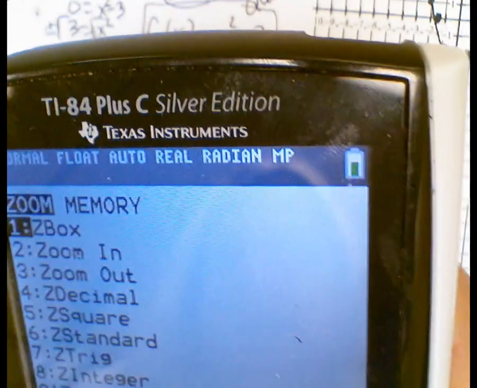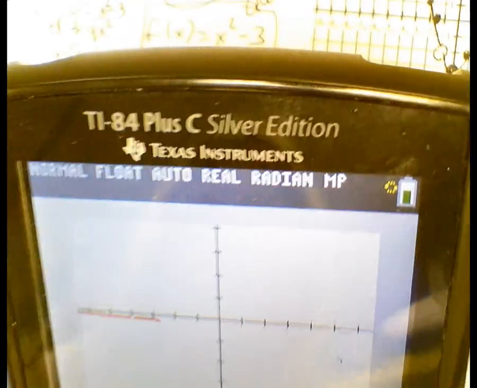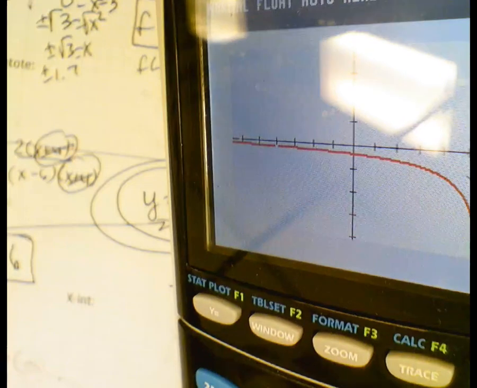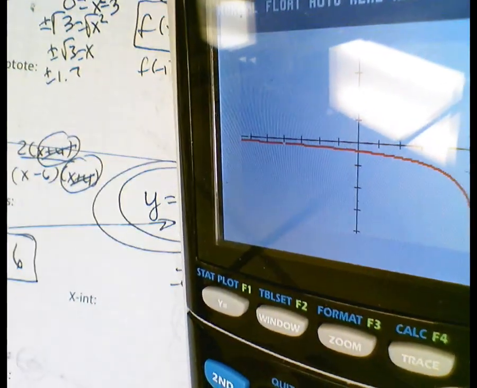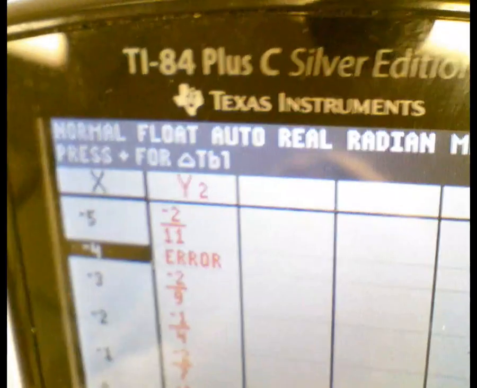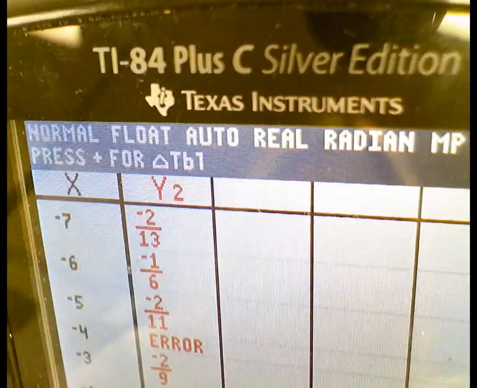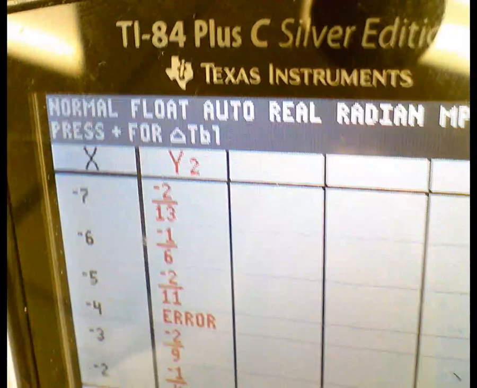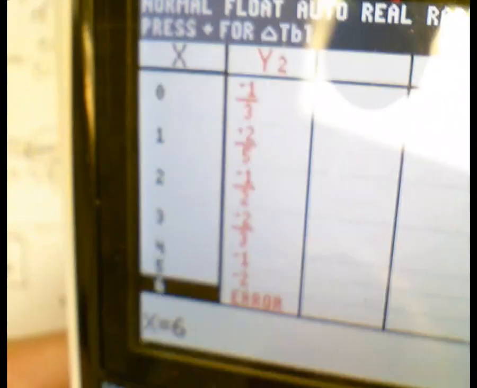So if you wanted to see the hole, press zoom 4. Remember, it was -4, -1/5. You see the little hole right there? Can you see it? At -4. Look at -4. There's a little hole there. You can also see from looking at the t-table that there is an error at -4, which is the hole, and the 6 was the vertical asymptote. Let's keep going to 6. There's 6, error. Okay, there's 2 errors. So anyway, those are your discontinuities.